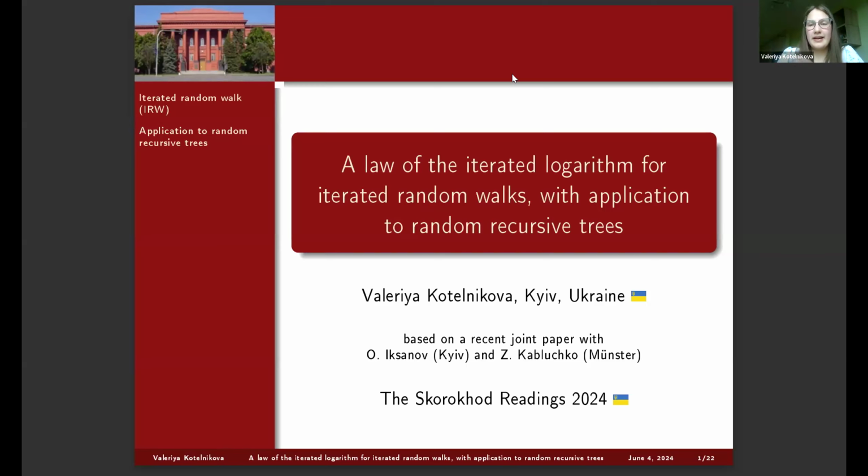My talk is based on a recent joint paper with my advisor Sasha Iksanov from Taras Shevchenko National University of Kyiv and Zakhar Kabluchko from University of Münster. The talk is going to be split into 2 parts. First, we are going to talk about iterated random walks and the law of iterated logarithm for those walks. And in the second part, we are going to apply this law of iterated logarithm to random recursive trees.